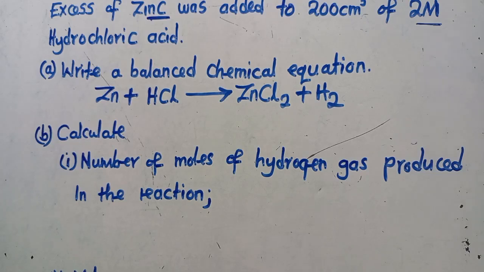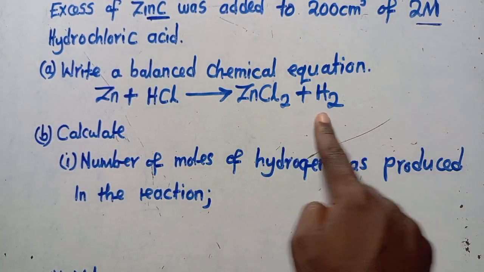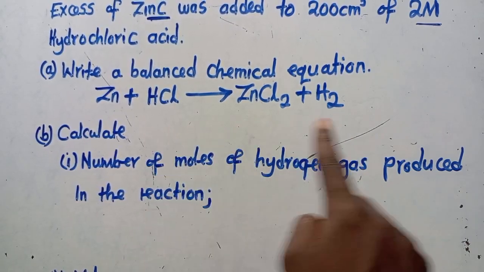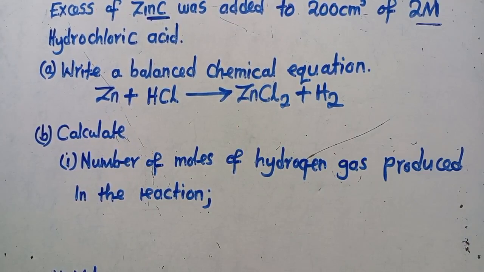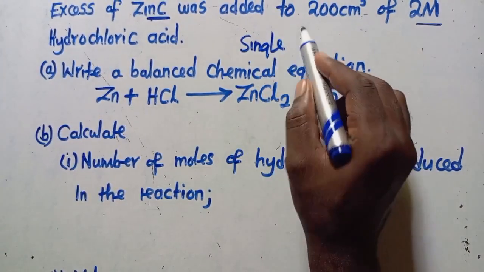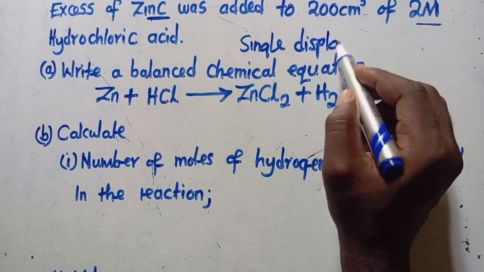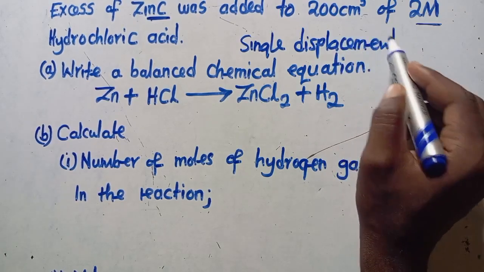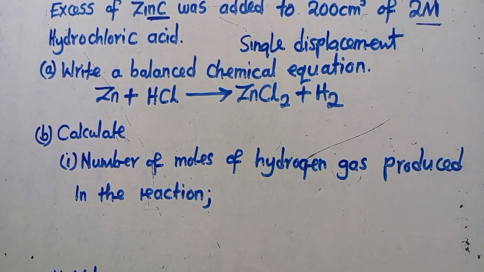So one thing you need to understand is that zinc reacts rapidly with the hydrochloric acid to form zinc chloride, which is like this, plus hydrogen gas. Sometimes you get to find questions telling you to say what type of a reaction this is. This type of a reaction is called single displacement. So I'm not only teaching you how to answer this question, but even other questions that you are going to find in an exam. So this is what you need to know.